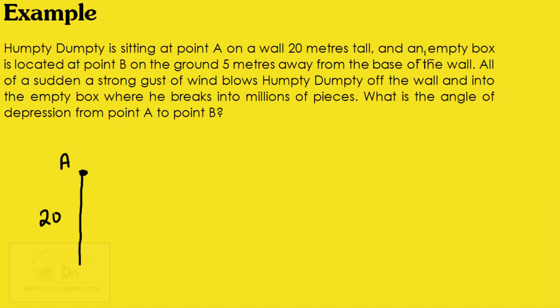And there's an empty box located at point B on the ground. So here's our ground level. Now we have point B here. There's an empty box there that's 5 meters away from the base of the wall.